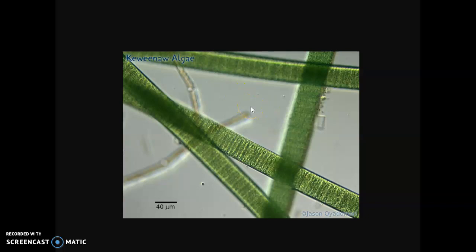So these would be like Euglena. They would serve as food for other organisms that live in those freshwater environments. So this is Oscillatoria.